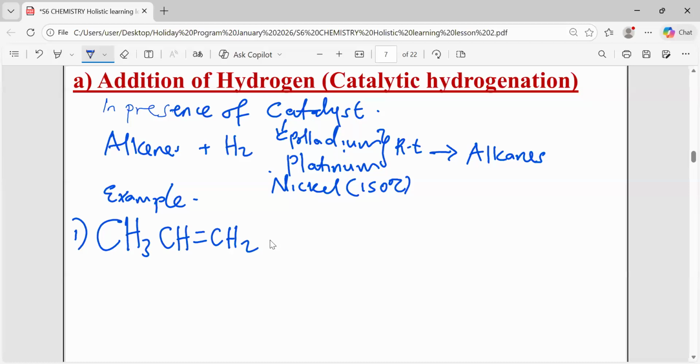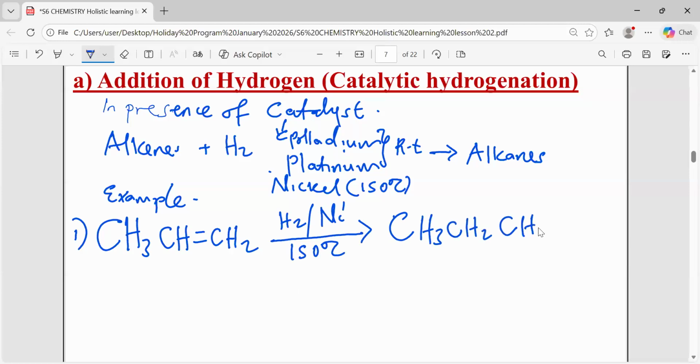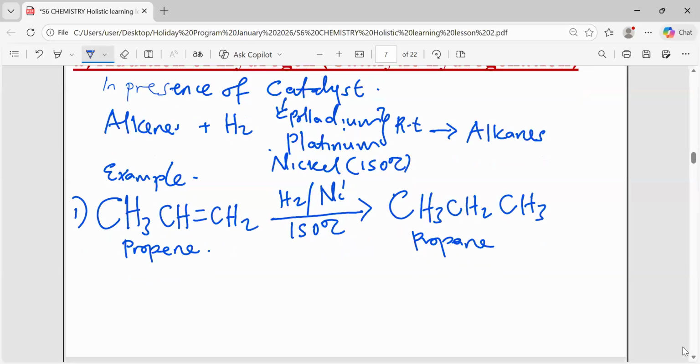We are adding hydrogen, in presence of nickel catalyst, at a temperature of 150 degrees Celsius. What do we get? We get propane. Is that the formula? Yes. So we're moving from propene, which is an alkene, and we're getting propane, which is an alkane. I believe that is it.